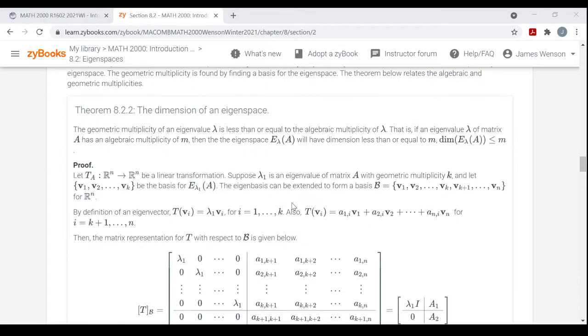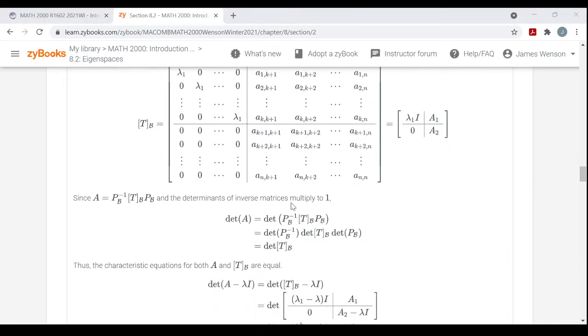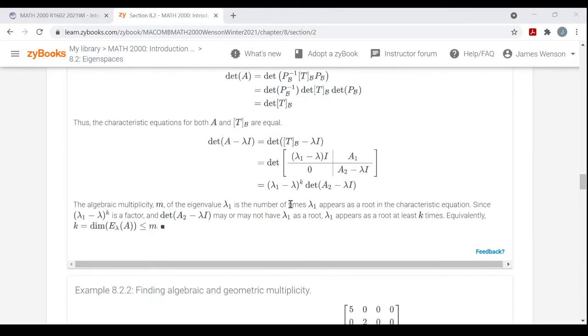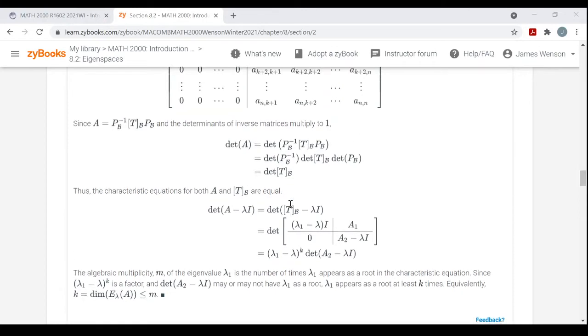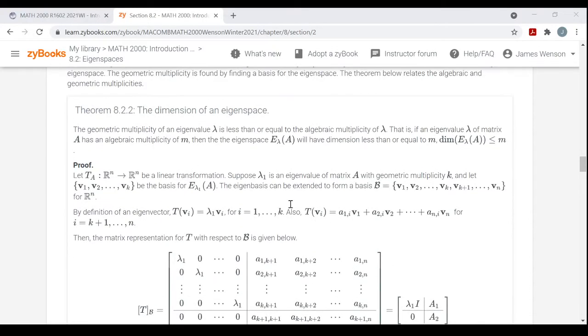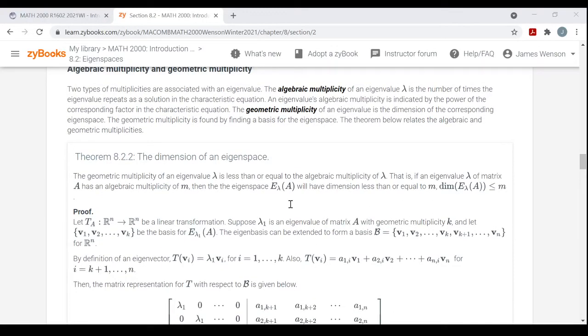All right, now they do go through some proof here. I'll let you read this and see if you can make sense of it. If not, I wouldn't worry so much about it. Just remember the result. I'm not going to require you to prove this for me. So just remember that the geometric multiplicity is always less than or equal to the algebraic multiplicity.